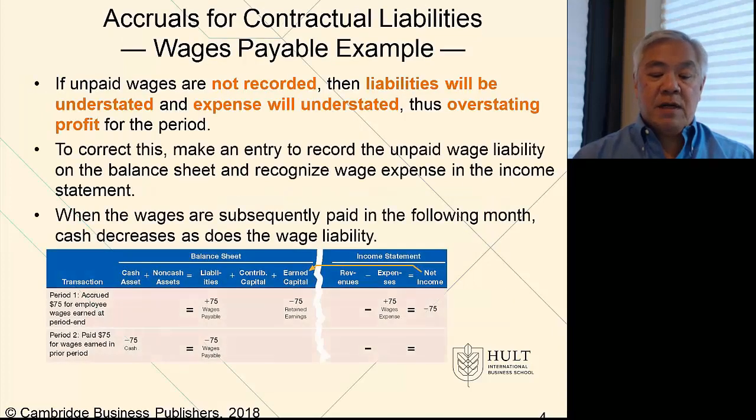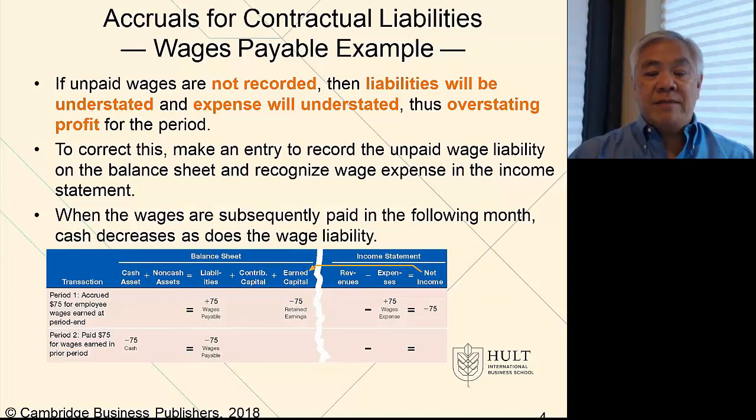So let's do an example of wages. Wages are not recorded because we haven't paid them yet. So we have to look back and say, do we owe people money? If so, then we would create a liability for the amount owed, and then we would also recognize the expense. That correcting entry is to increase liabilities and to increase expense.